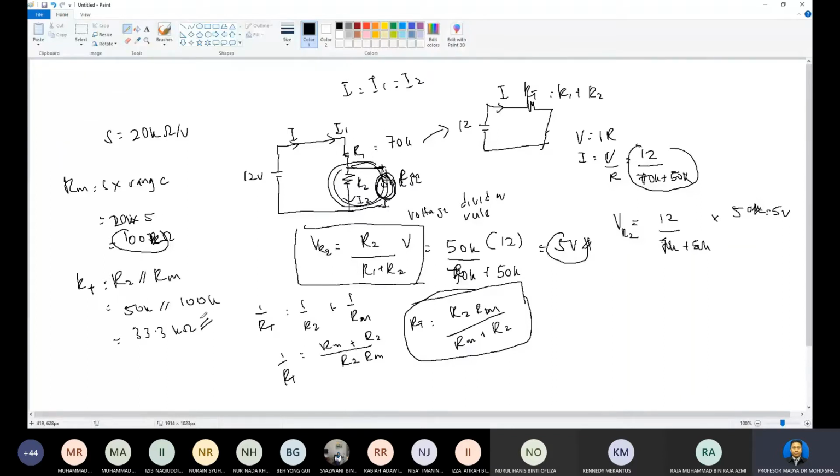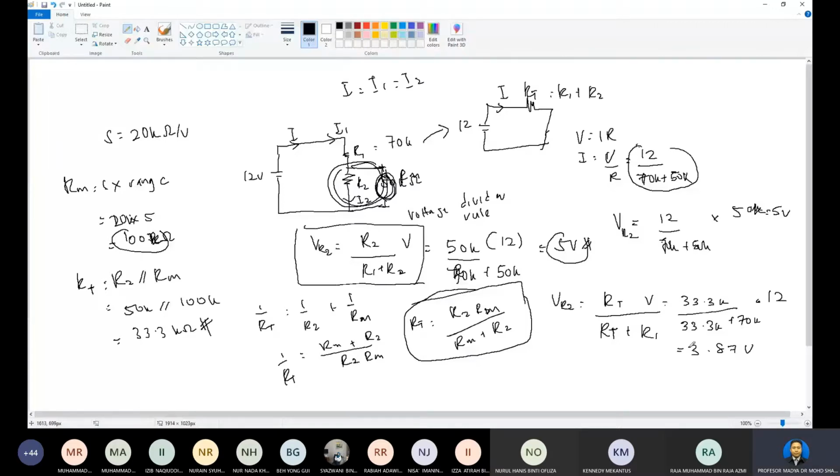And then we can use the voltage divider rule to calculate VR2. This is RT over RT plus R1. RT is 33.3 kilo ohms, plus 70, because R1 is 70, multiplied by 12. So the answer for VR2 is 3.87 volts. So it's the same answer.